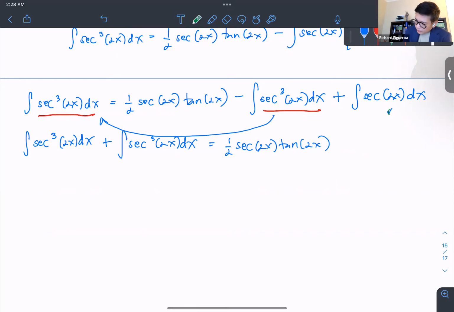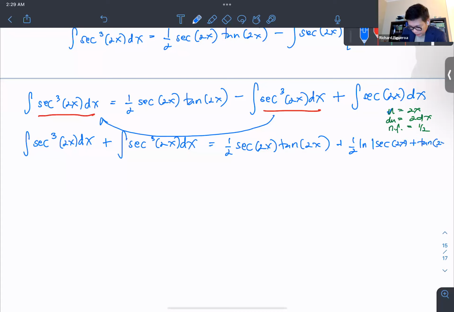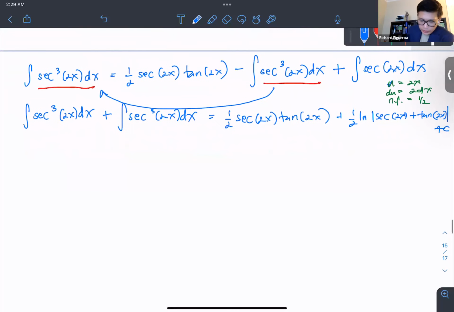So in here, our u is 2x, so du is 2 dx. Therefore, our neutralizing factor is just 1/2. Just simply plus 1/2, and then the integral of secant, that is ln of secant 2x plus tangent 2x, and of course plus c. So combining the two, we'll just have 1 and 1. It has 1 here, it has 1 there, so therefore that's just 2.